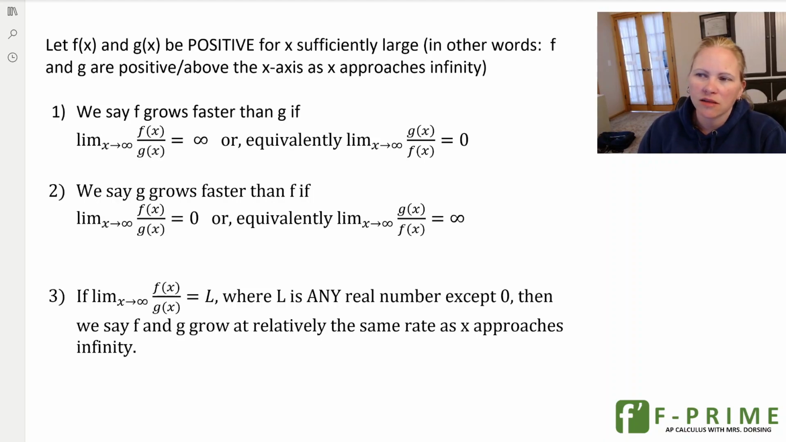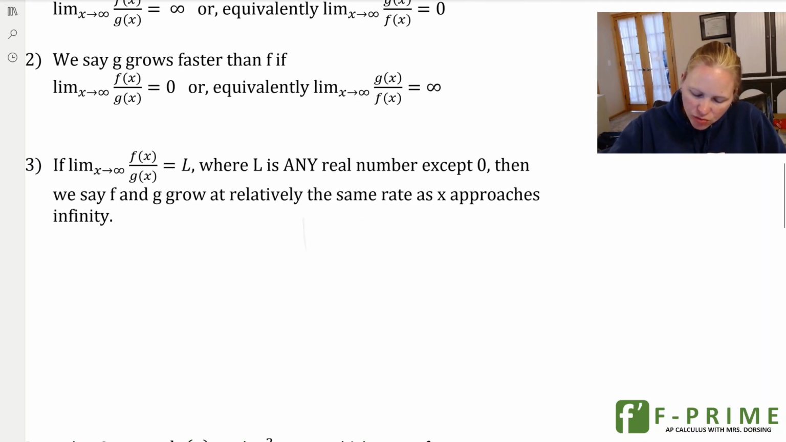So when you get this limit and it equals L, what that means is that the ratio of the rates is a constant other than 0. So you might get like 2 or 1. And what happens is when that happens, when you get a number not 0 and not infinity, it means that they're growing at relatively the same rate. You'll often get this scenario when you compare, you know, two polynomials.